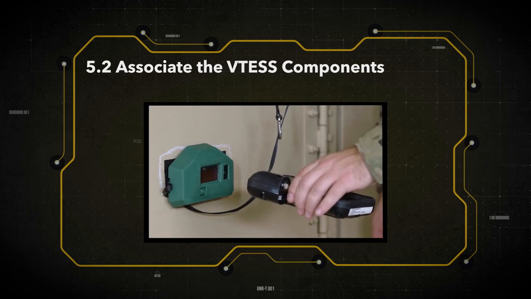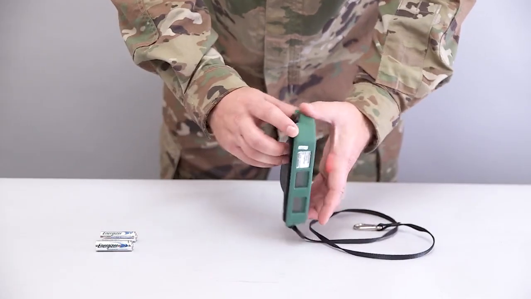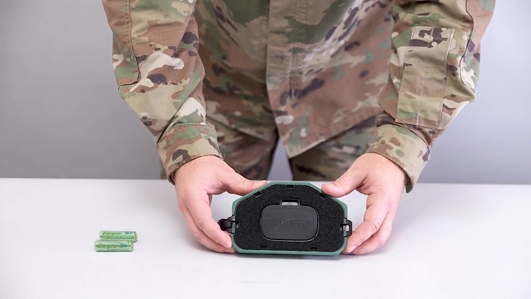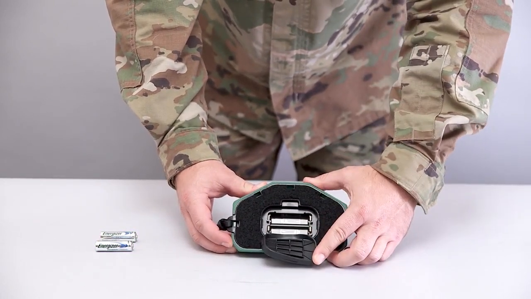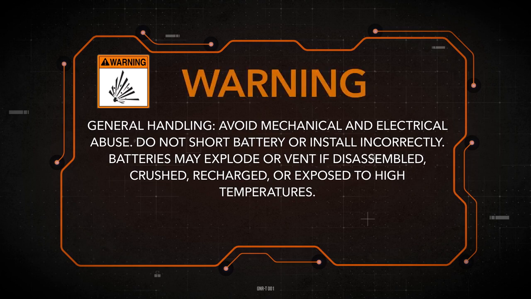Associate the VTESS components. The wireless LD is powered by two lithium 1.5-volt AA batteries that are inserted in the battery compartment located near the rear of the LD. Warning: for general handling, avoid mechanical and electrical abuse. Do not short battery or install it incorrectly. Batteries may explode or vent if disassembled, crushed, recharged, or exposed to high temperature.